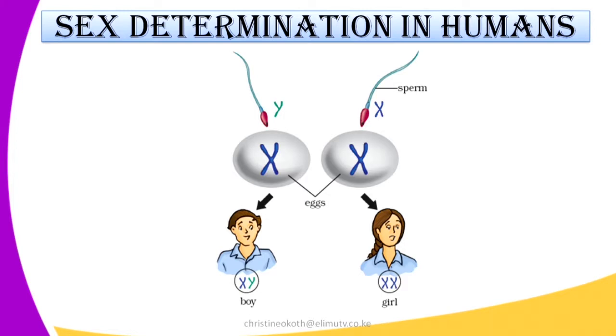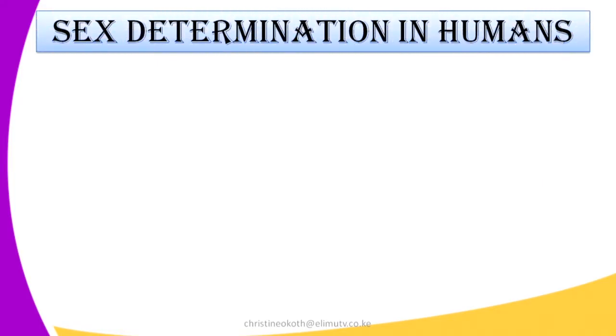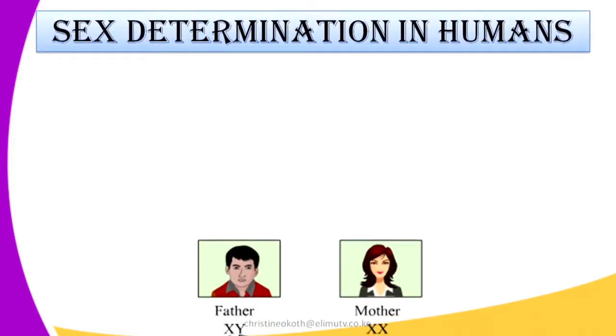So the person who determines the sex of the child is mainly the father, because the mother has constant X and X, and the father is the one who will determine by either giving an X or a Y. So we can have an example to see how this comes about.